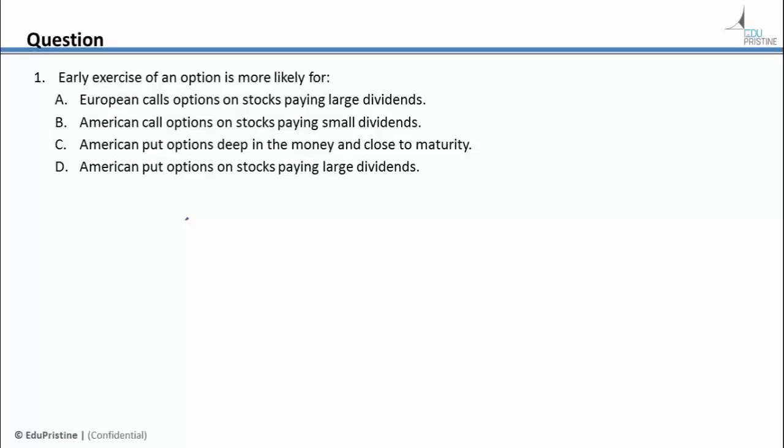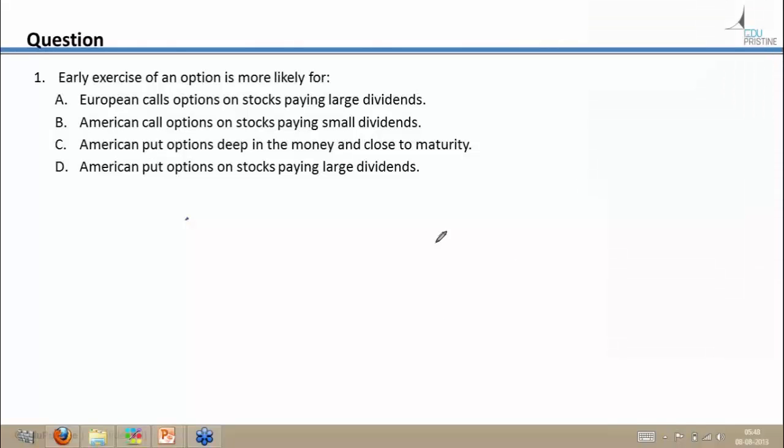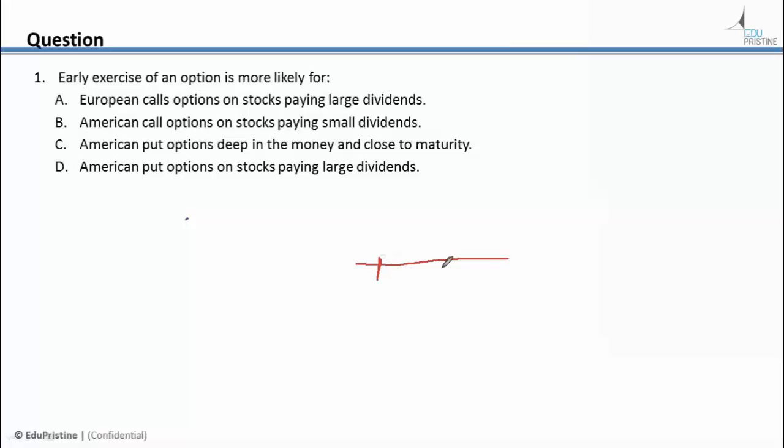Now the question says early exercise. Early exercise means that you can exercise in between the time. So your option starts here, it expires here. Early exercise means you will exercise somewhere here. Okay. So early exercise of an option is more likely for... Now we just discussed that European options are those options which can only be exercised at the end. So early exercise of a European option, is it possible? No, because it can only be exercised at expiry, and American options can be exercised in between. So option A cannot be the answer.